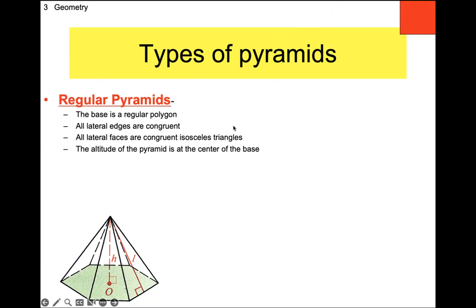All the triangles are going to be isosceles. Since all the lateral edges are congruent, therefore each triangle is isosceles. And as previously mentioned, the altitude is from the center of the base to the vertex. So that is a regular pyramid.